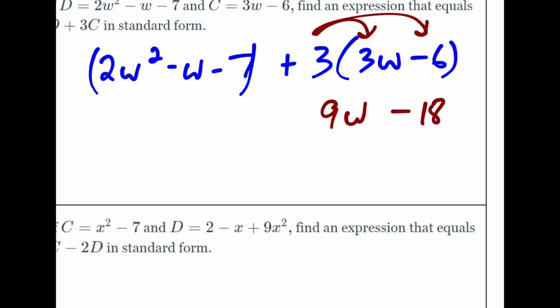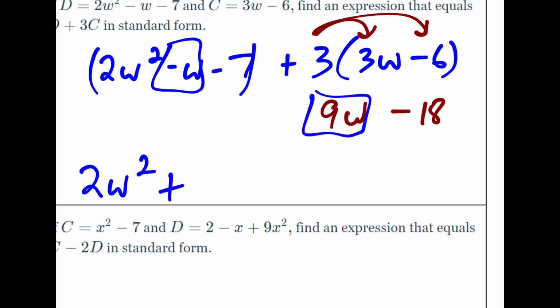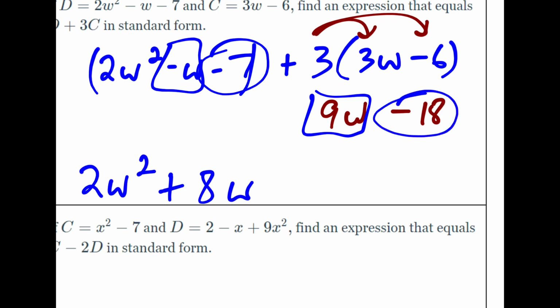And then we look for like terms. W squared, there's only one. That's the first one, 2w squared. I have a minus w and a plus 9w, so if I combine those I get plus 8w. And I have a minus 7 and a minus 18, so that is minus 25.